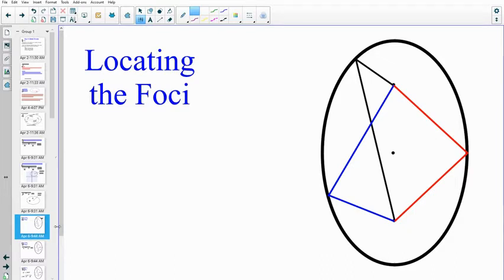I'll give you the formula. The formula is going to be a pretty easy formula, but where the formula comes from is a little bit trickier. I'm going to imagine this.